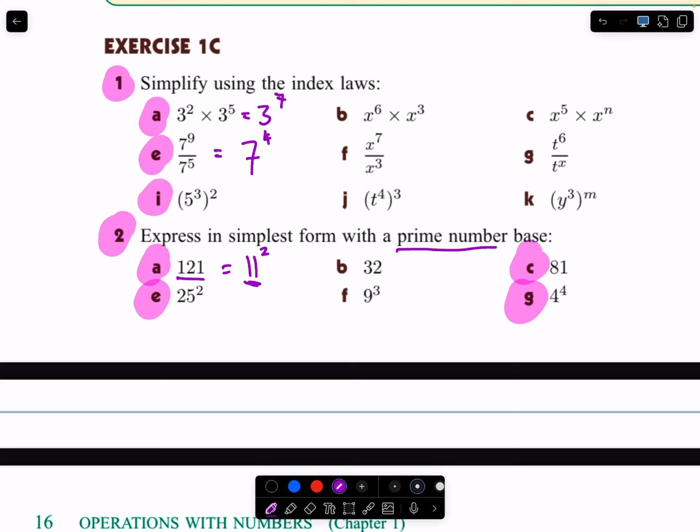Someone asked me about 81. 81 is 9 times 9. It's also 81 times 1. So one of the people that asked me about this 81 was able to tell me, well, 81 is 9 squared.